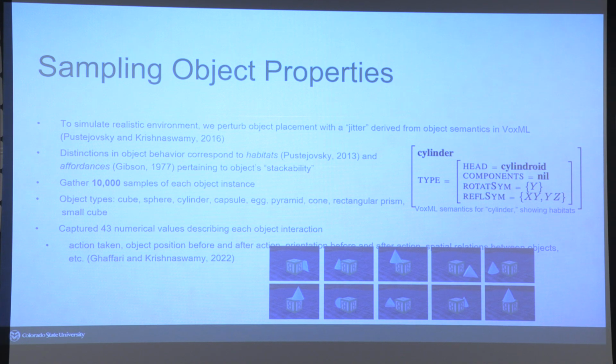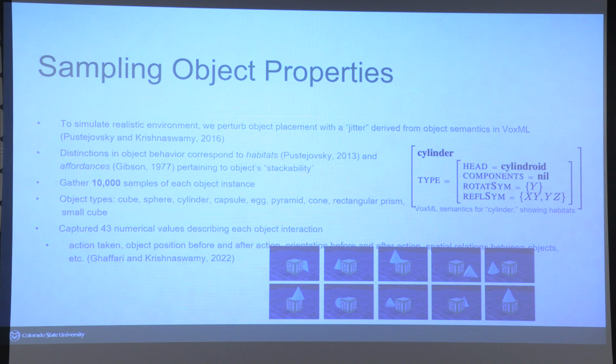So what we do is we simulate some more realistic physics in the environment by creating a jitter derived from representation of the object semantics. We have a representation language called VoxML. That's something I've been working on starting in my graduate studies. What we do, among other things, is represent things like factors about the object symmetry and rotation and its different components. So for example, here's a cylinder that has rotational symmetry around its y-axis. The y-axis by convention in our environment points up. The cylinder is symmetric around that.